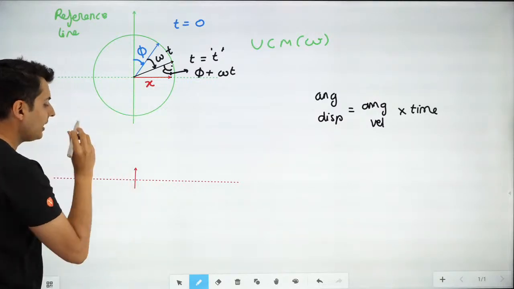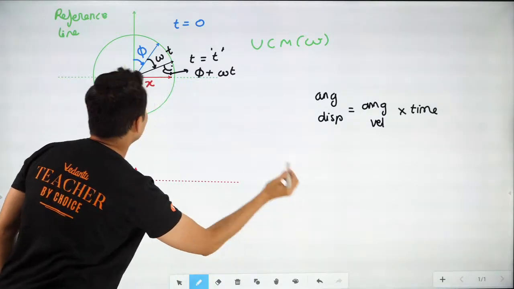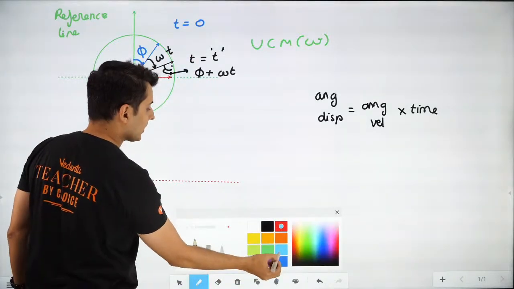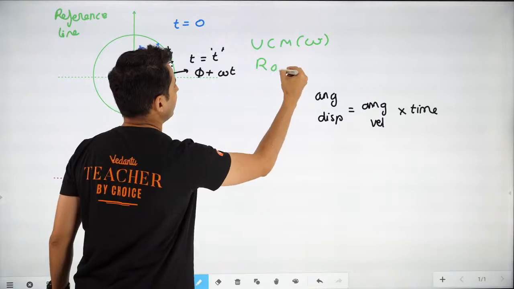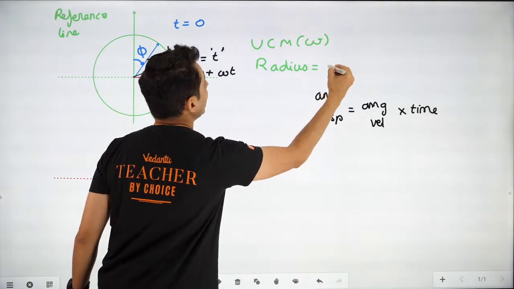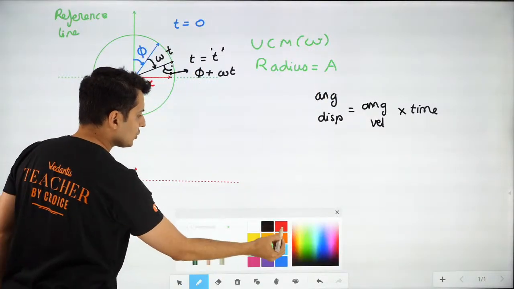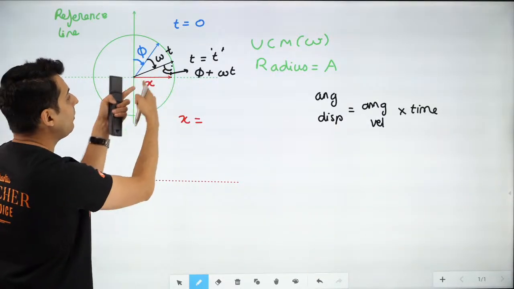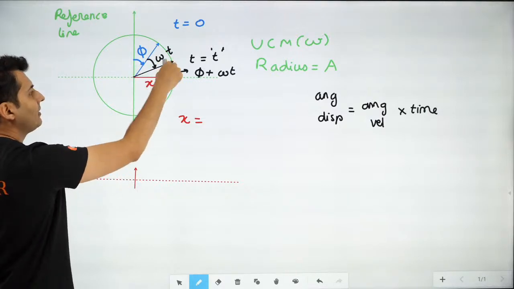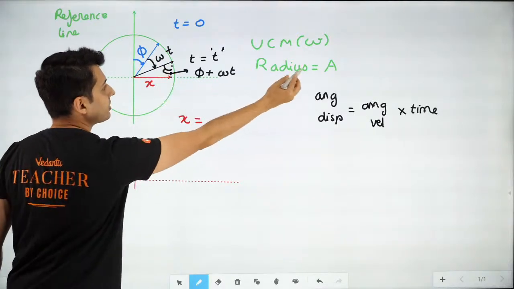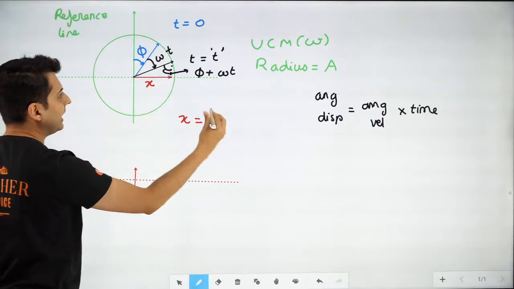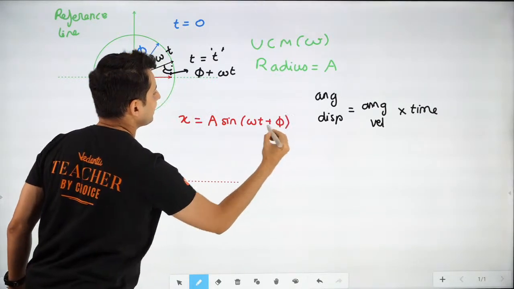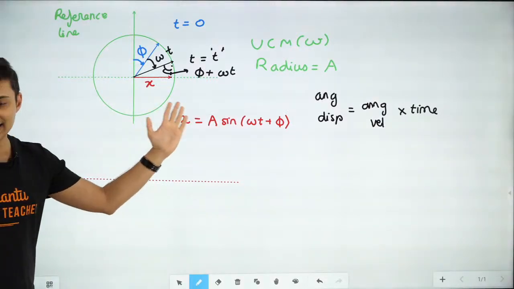So guys, now think about it. What will be the value of x if the radius of that circle is a, where a is a constant? The value of x, because it is opposite to that angle in this right angle triangle, will be hypotenuse, which is a, times sine of that angle, omega t plus phi. Do you see that?